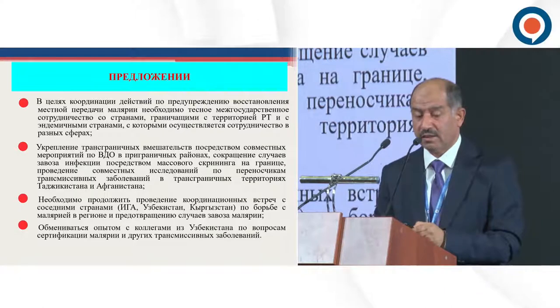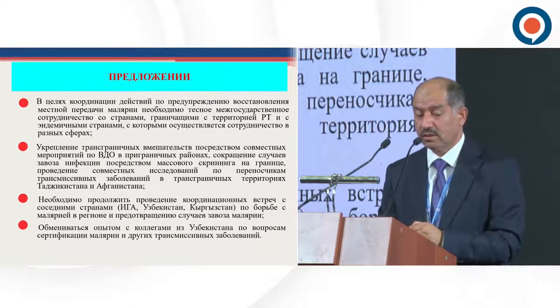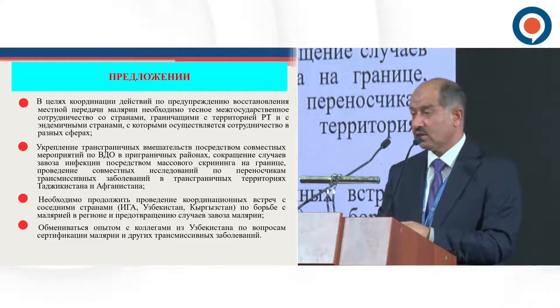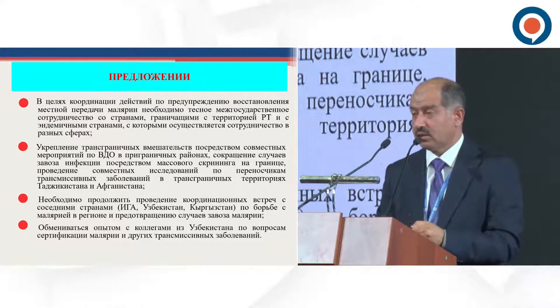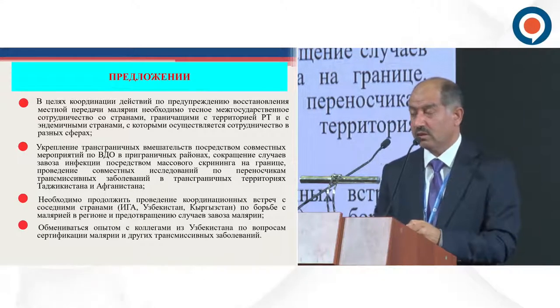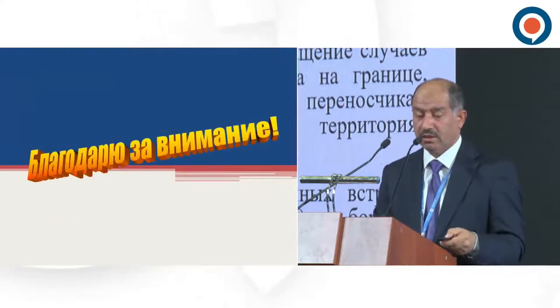work with the states that are at the border of Tajikistan, and we need to work on the border in a deeper way. We need to cut down the cases of imported infections by mass screening on the border. We need to provide for cooperative research and work on the territories of Tajikistan and Afghanistan. And we also need to work further on coordination meetings with Afghanistan, Uzbekistan and Kyrgyzstan to fight malaria in the region and prevent cases of imported malaria. And we need to exchange our best practices with colleagues from Uzbekistan in issues of certification.